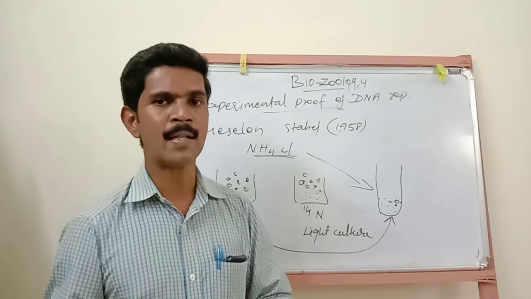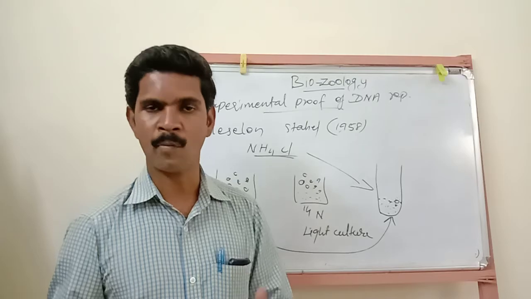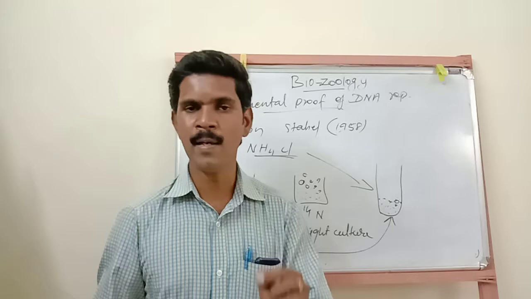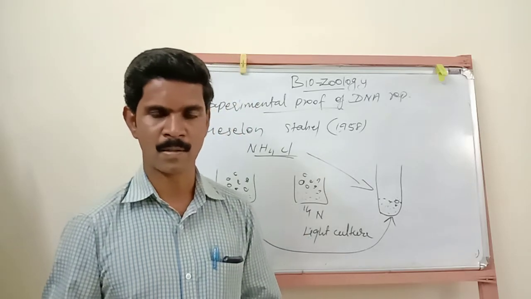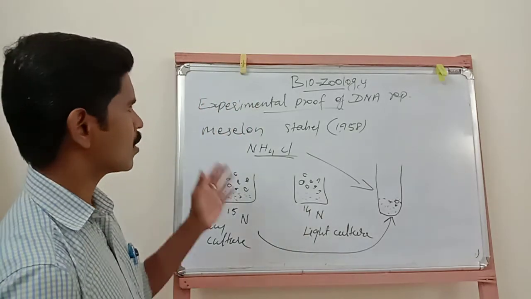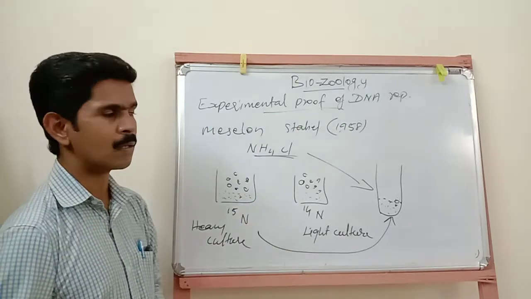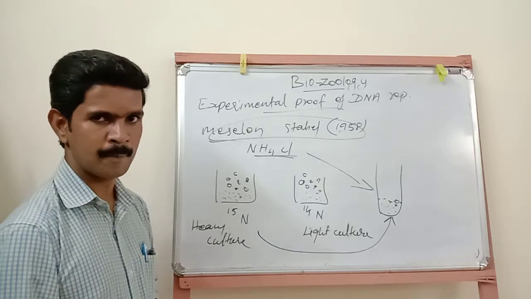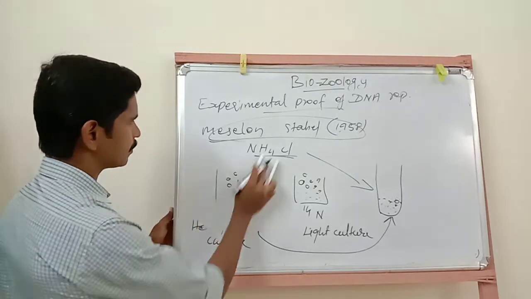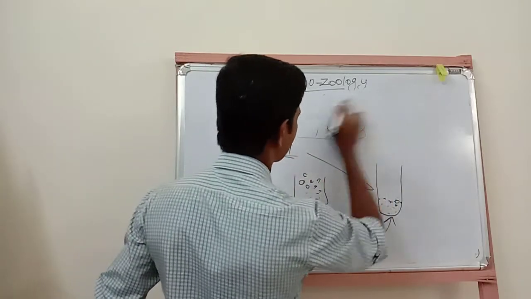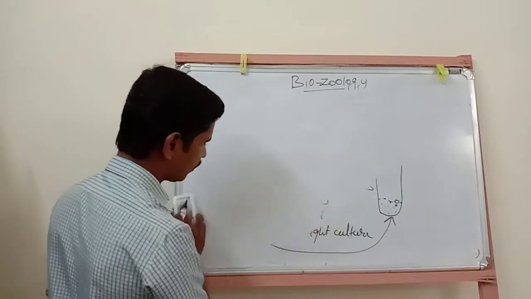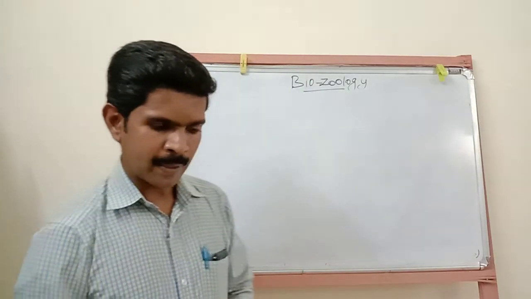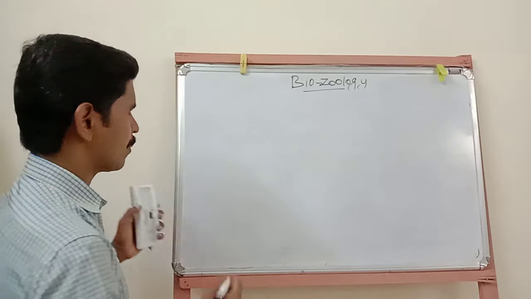Finally they came to the conclusion that the Watson-Crick model, that means the semi-conservative replication process, is the only correct one. Understand, my dear students? I hope you understood this experimental proof of DNA replication. The scientists' names and the year are an important 1 mark question. Then the next topic is enzymes and the mechanism of replication.